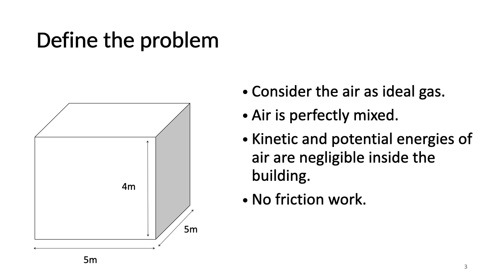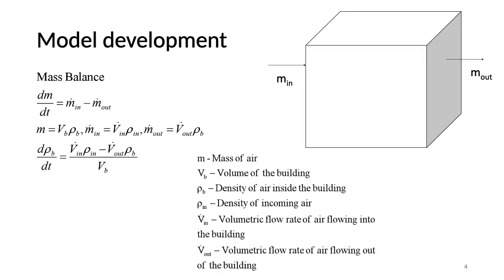Consider the air as an ideal gas. Air is perfectly mixed. Kinetic and potential energies of air are negligible inside the building, and there is no friction work. Further, in this model, I'm not going to include the thermal mass of the building, such as building envelope and furniture. Including them will reduce the simplicity of the model. The model will be developed for predicting the inside temperature of the building. I'm going to include the heat losses associated with ventilation for this model.